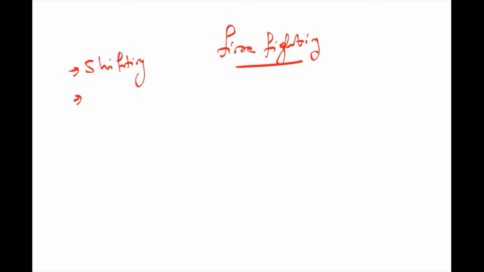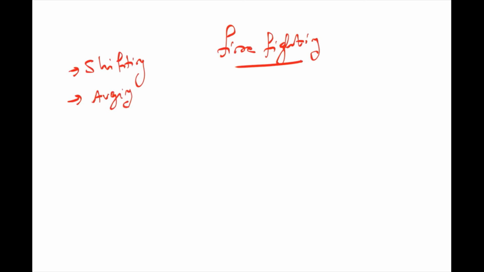Okay guys, so we have already discussed two important adjustments. So we were with the topic firefighting strategies. The two important adjustments we have discussed so far are shifting, and then we discussed averaging.